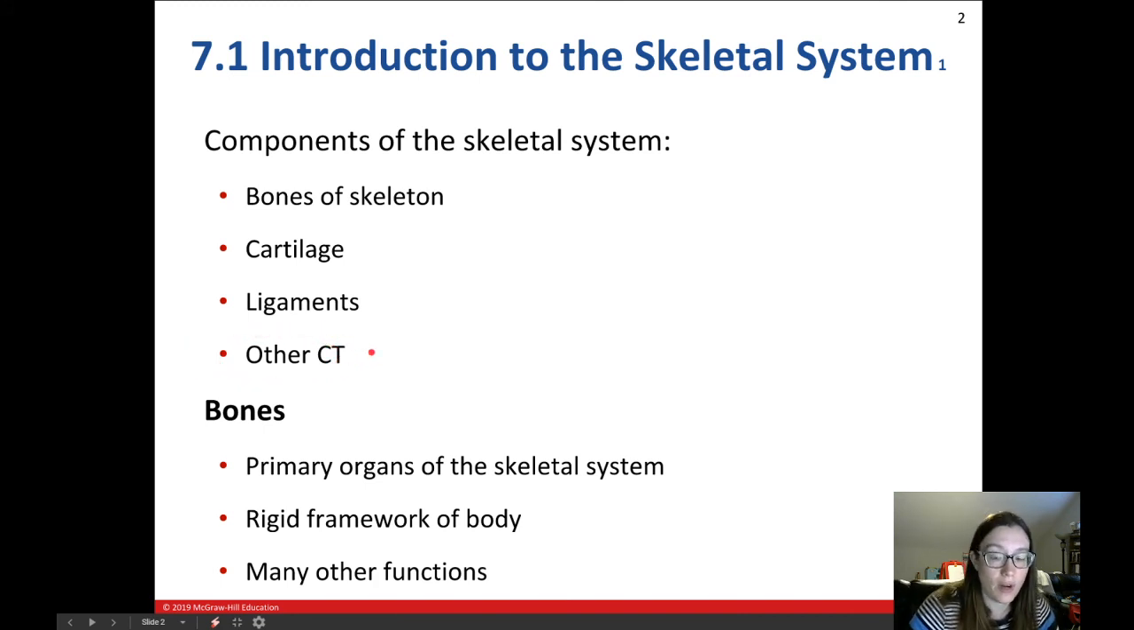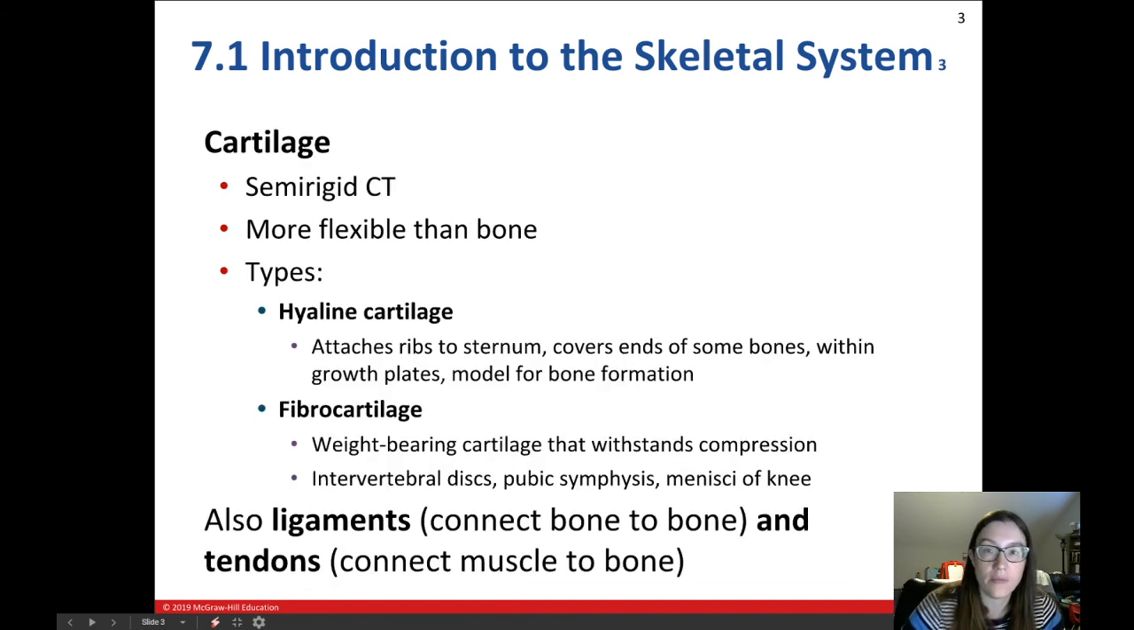Bones are the primary organs of the skeletal system. They make up the rigid framework of the body, and they're really important for movement as well as protection and structure, and they have many other functions. As we said before, cartilage is semi-rigid connective tissue. It is more flexible than bone, and the two types are hyaline cartilage and fibrocartilage.